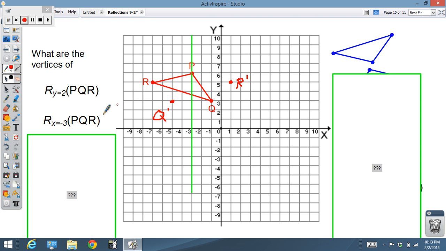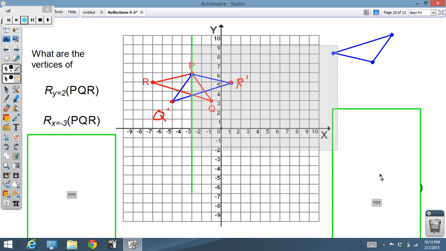Now we can connect those dots, and let me just grab my little cheater here again. And I believe we're going to line it up right like that. So that's what happens when we do a reflection of that original triangle PRQ across the line x equals negative 3. Two more examples for you.